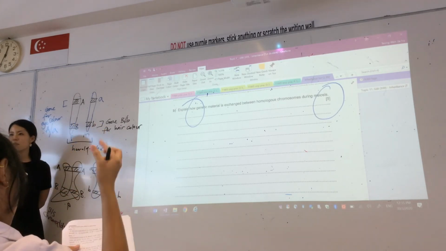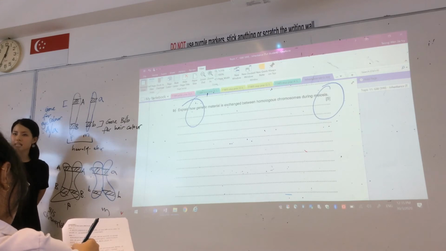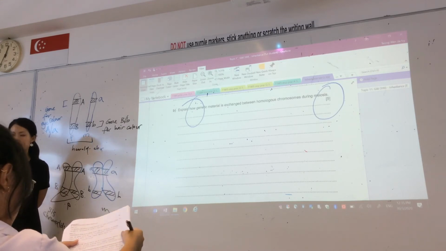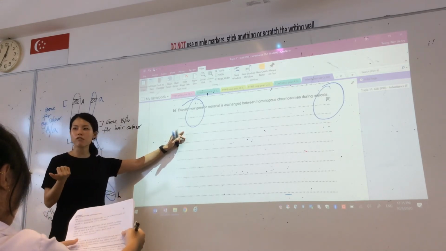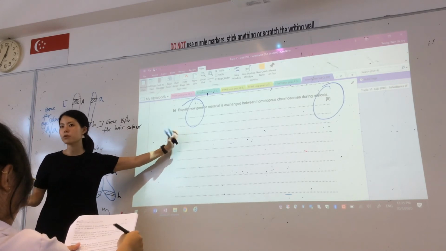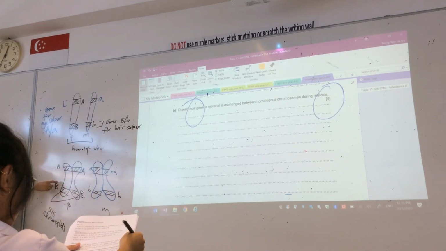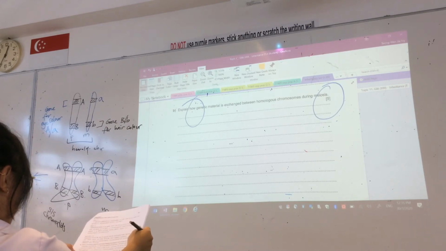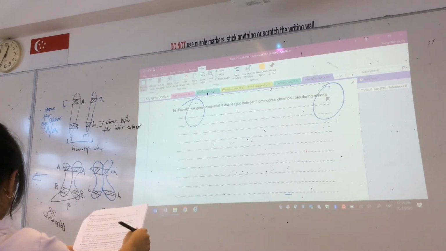Prophase 1, you need to tell me the phase. By the way, cell cycle phases are keywords, so prophase 1 is a keyword. You need to tell me crossing over between homologous chromosomes during prophase 1. Now, how does crossing over happen? What exactly is happening? Can you describe it in layman's terms?